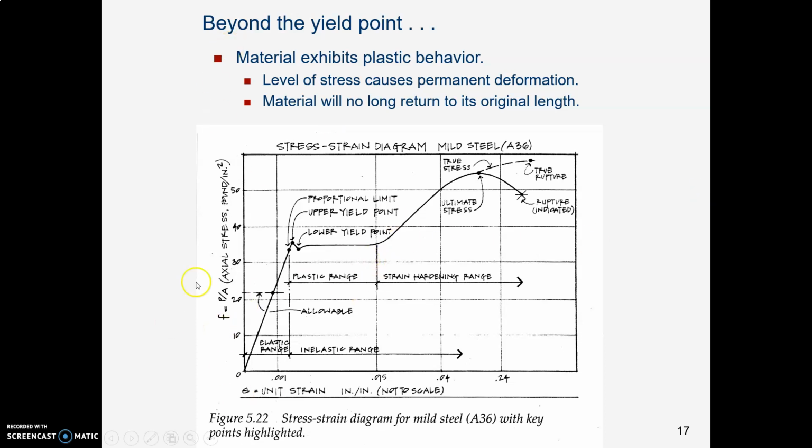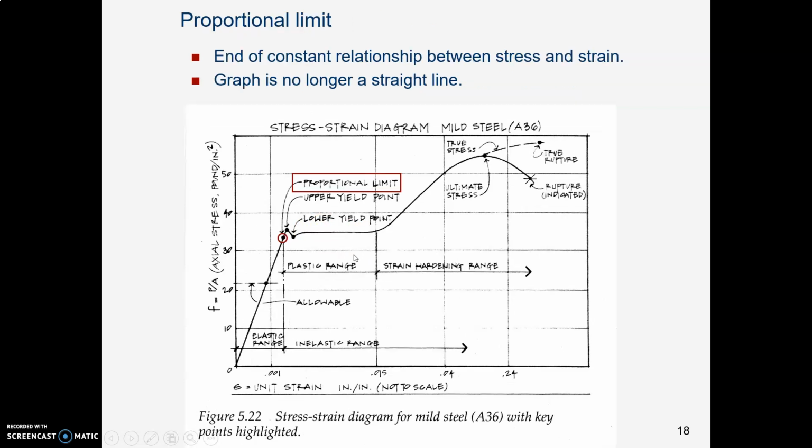So now I'm talking about these three dots that are close together on the graph, and we're not going to worry about it too much. But that was the yield point. Just beyond that is the plastic behavior, and the material is deforming permanently.